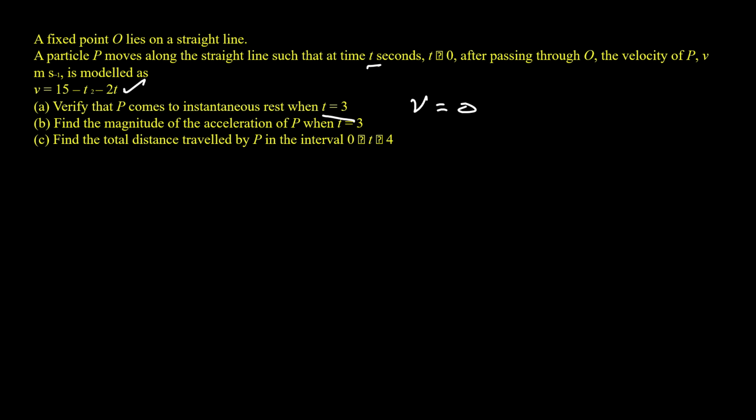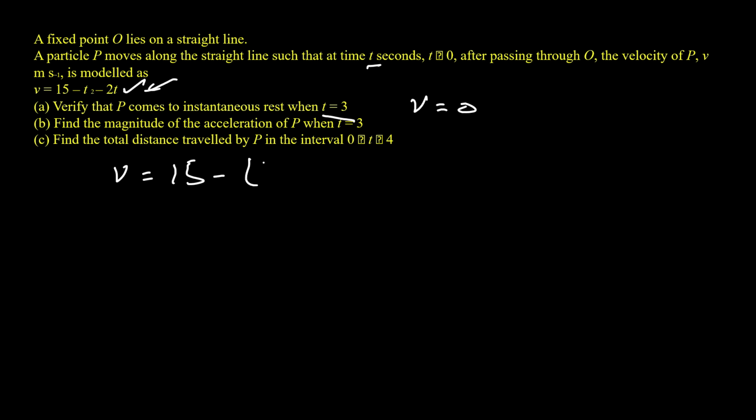So if the particle does reach instantaneous rest, or becomes stationary, then when we put t equal to 3, t equal to 3 must be a solution of this equation. If the solution comes out to be 0, then it means that at t equal to 3 the velocity is equal to 0. So we will put t equal to 3 in this equation to see if it comes to 0 or not.